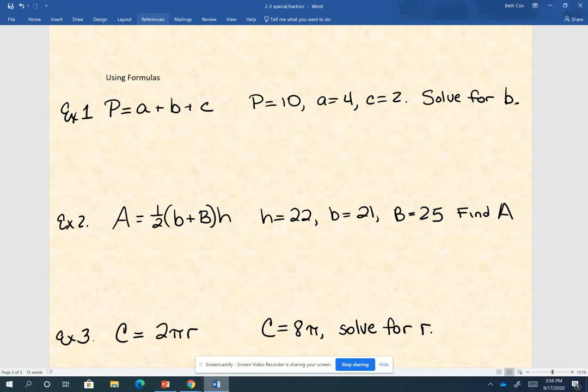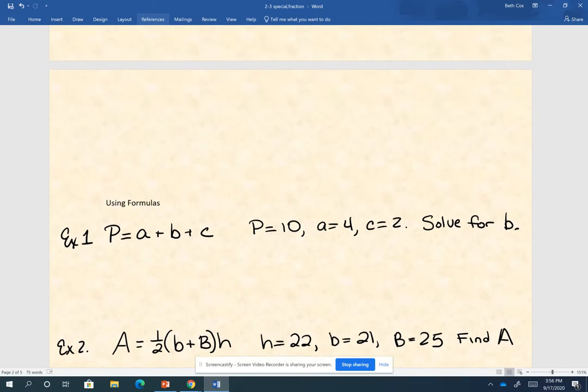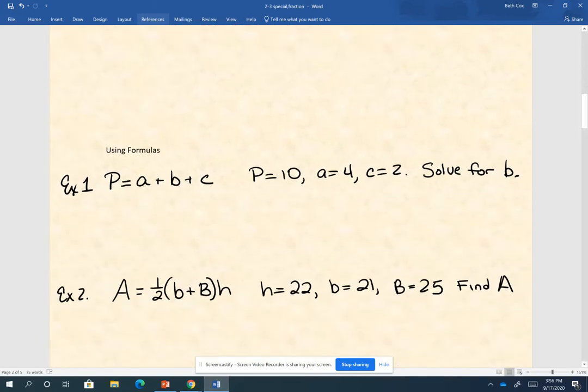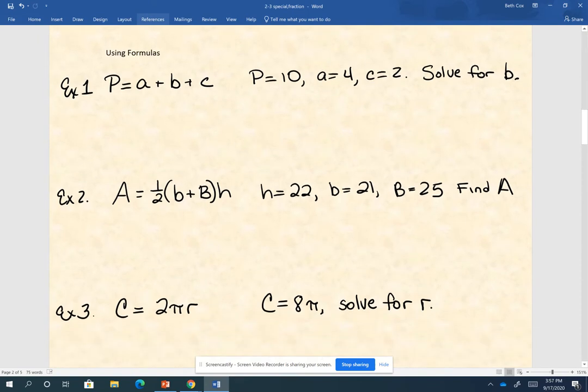So now, it seems like there was something before this. Let me look and see. Is there something before this? No. Okay, we're going to go with the formulas.